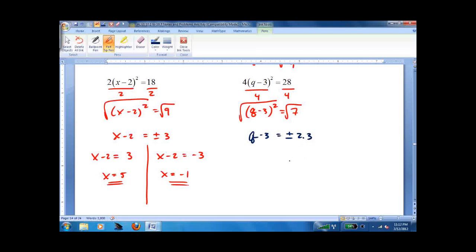Again, I don't have a calculator. I'm guessing at the square root of 7, it's about 2.3. Actually, it's probably closer to 2.6.